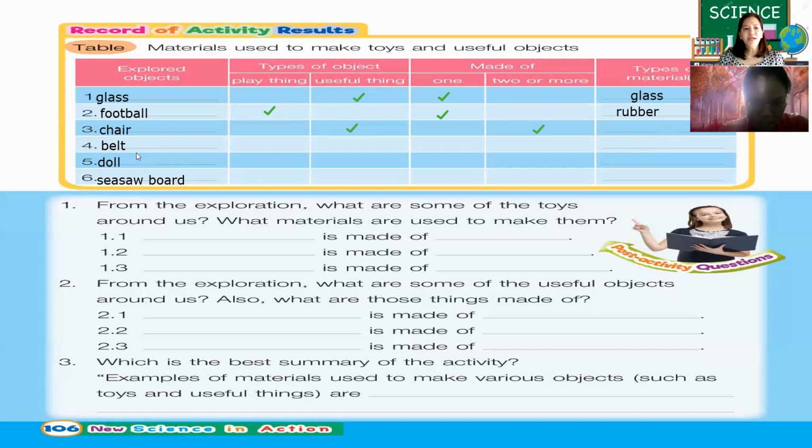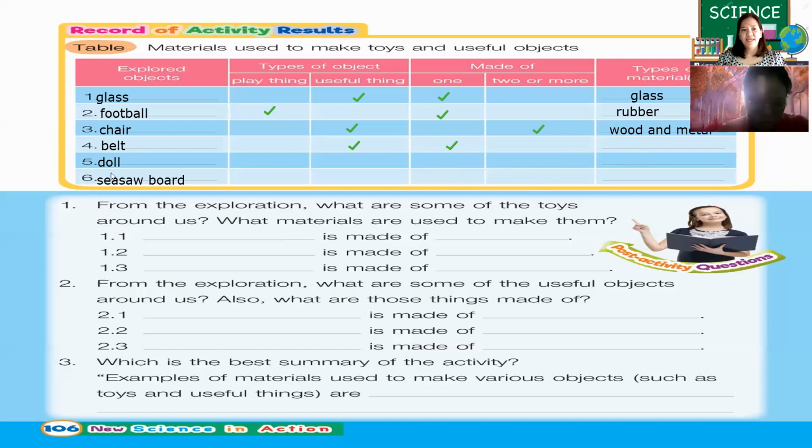Next, number 4, we have belt. Most of the boys use belt. Is it a plaything or a useful thing? It is a useful thing. We use it to tighten our shorts or pants. Made of one material or two or more materials? It is made of one material. If it is leather, it's only leather. If it is plastic, it's only plastic. But most belts are made of leather.